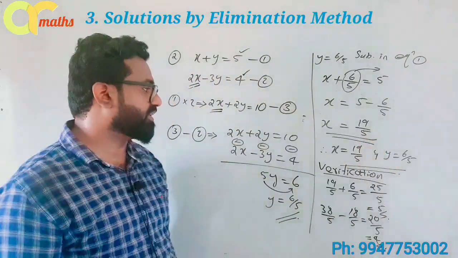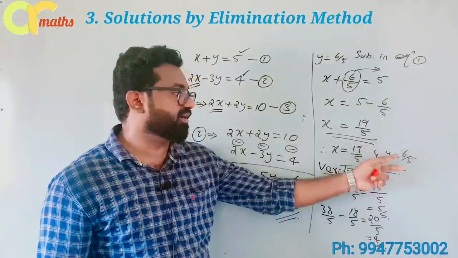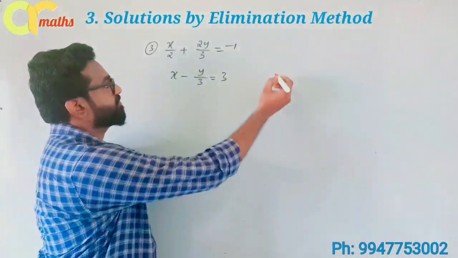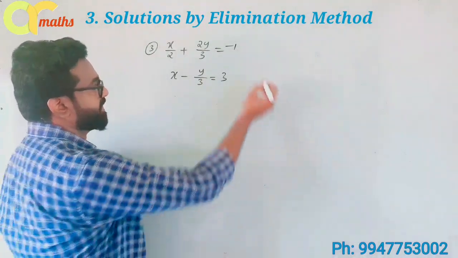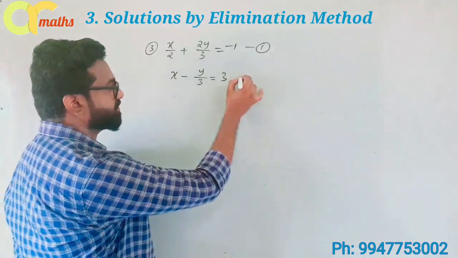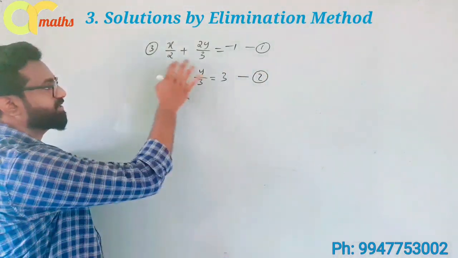Okay. Therefore, the value of x is 19 divided by 5 and the value of y is 6 divided by 5. Clear? Okay. Next our question is x by 2 plus 2y by 3 is equal to minus 1. That is the first equation. And x minus y by 3 equals 3. That is the second equation. Here divide by 2, divide by 3.